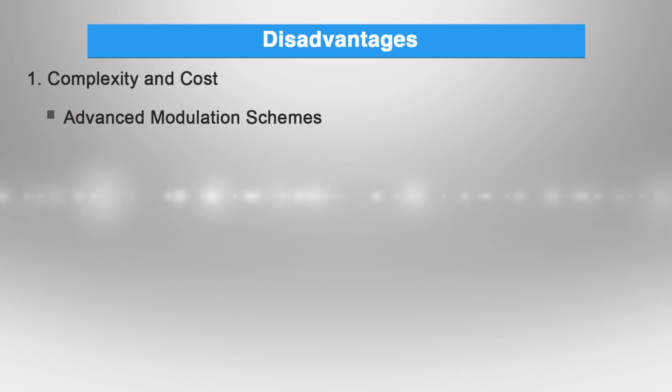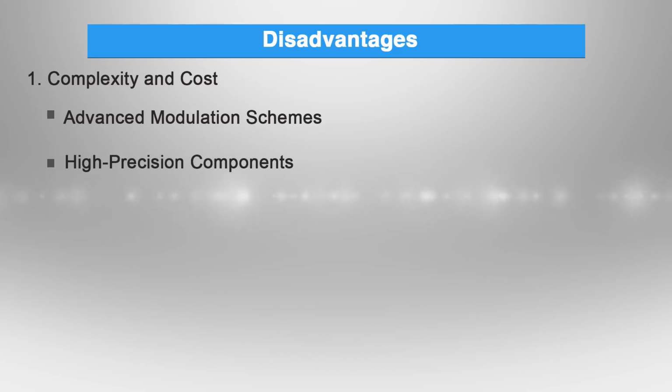First is complexity and cost, which means advanced modulation schemes. Techniques like quadrature amplitude modulation and orthogonal frequency division multiplexing are complex, requiring sophisticated signal processing. This increases the cost and power consumption of the receivers.